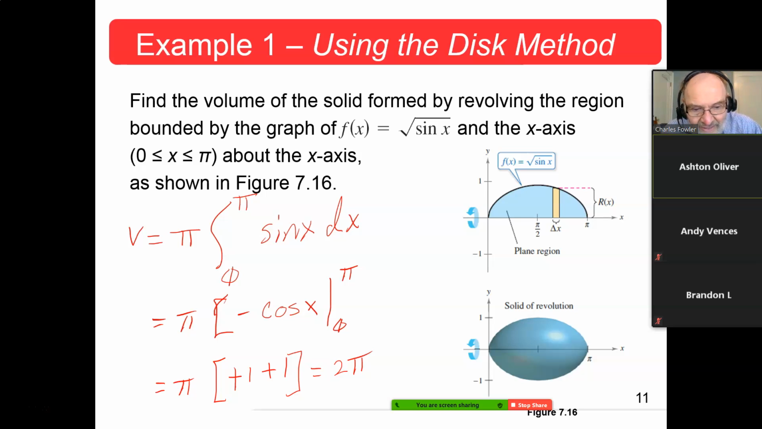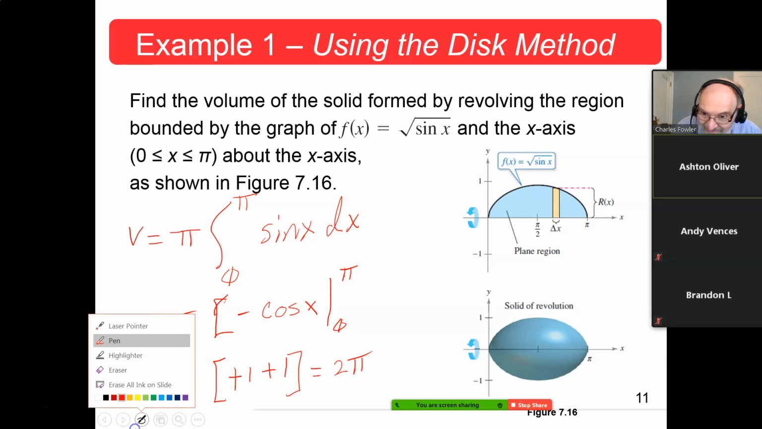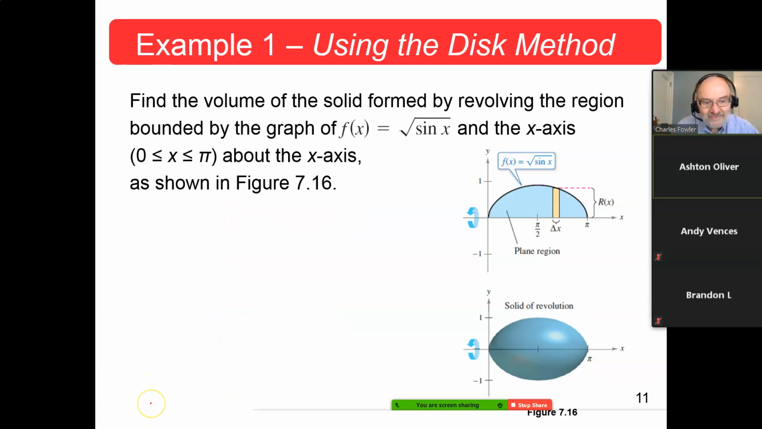So let's see how they do it. Let me see if I can figure out a way down here. Since I discovered this down there, I mean, this is just amazing. Erase all the ink on the slide. There it goes, and it's gone. Another hand, Brandon? Okay, never mind. Okay. All right.